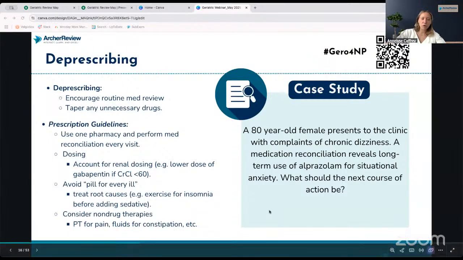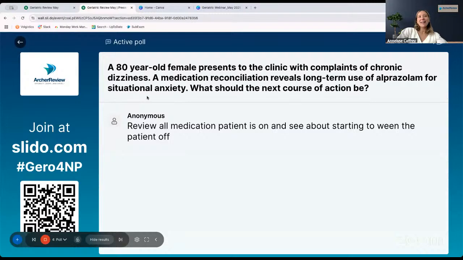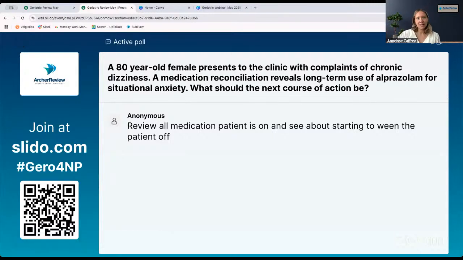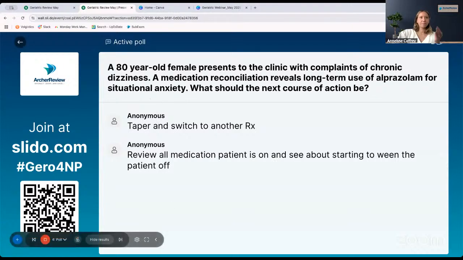Got a practice question for you guys here. We'll hop back to the Slido in just a second. Okay, here we go. Oh my goodness, someone already answered this. I love it. You have an 80-year-old female. She presents to the clinic with complaints of chronic dizziness. Her medication reconciliation reveals long-term use of alprazolam for situational anxiety. What should your next course of action be? Let me know what you guys are thinking.